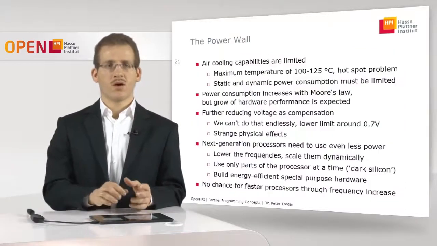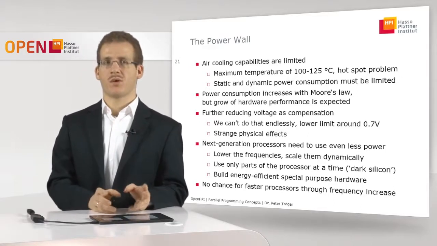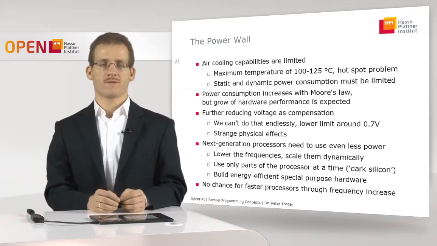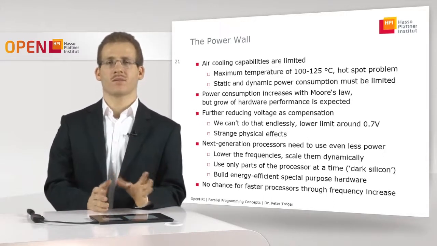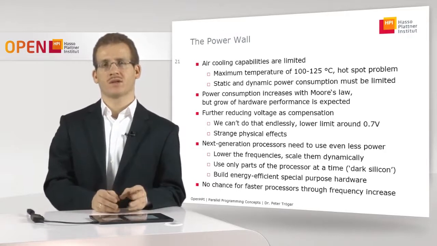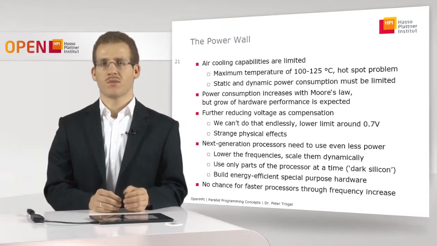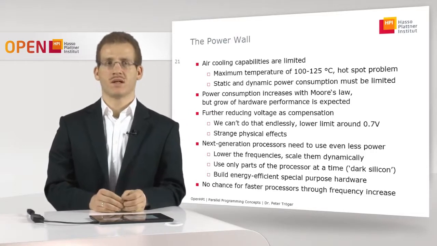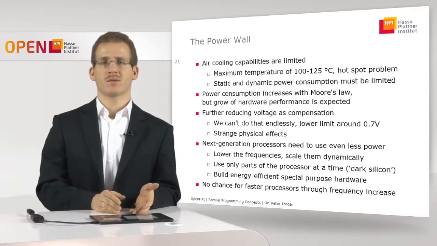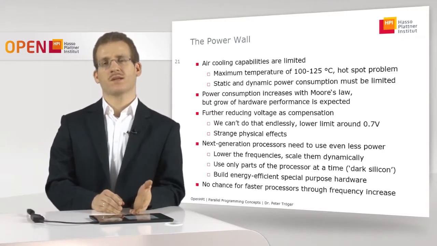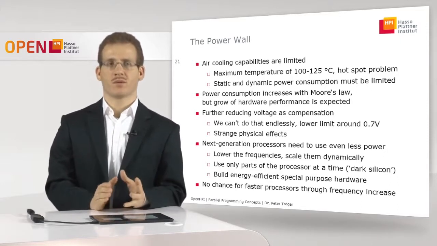Okay, so all these effects in sum can now be described as the so-called power wall. The power wall is an effect in processor hardware that basically claims that air cooling capabilities, or cooling capabilities in general, are limited. You may use modern approaches such as water cooling, but they're also capped in their capabilities. So you have a problem with getting rid of all the heat that is produced by the exponentially increasing number of transistors, and you have to deal with the power consumption problem.